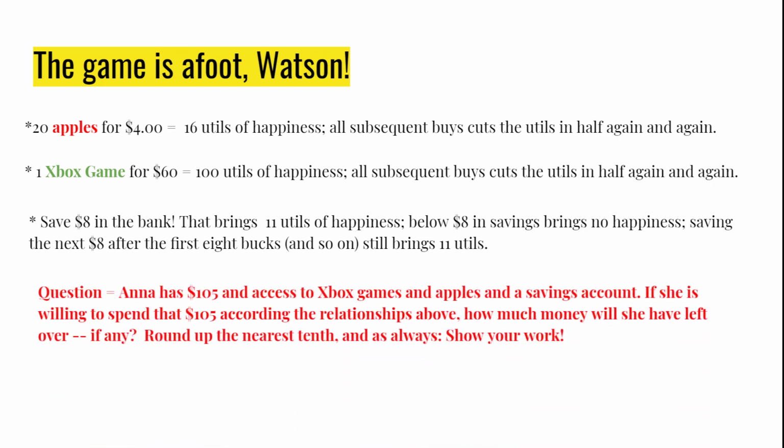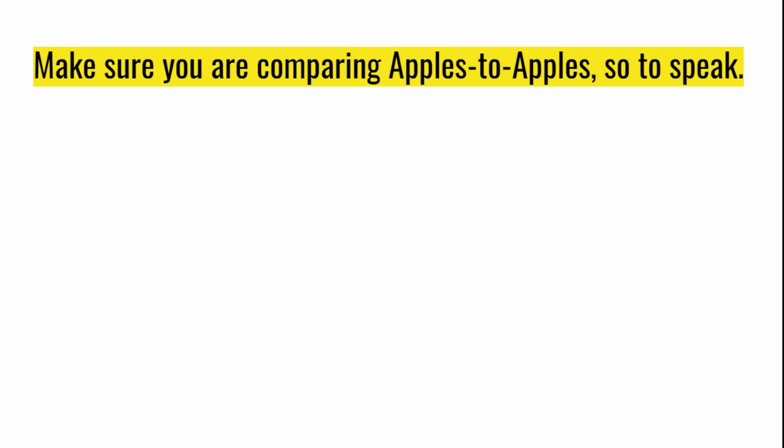Lastly, we learn that we will be buying on behalf of Anna. She has $105 to spend and access to all three choices. We are asked to figure out how much is left using the parameters of Anna's preferences when it's all said and done. Okay, here's how you figure it out.